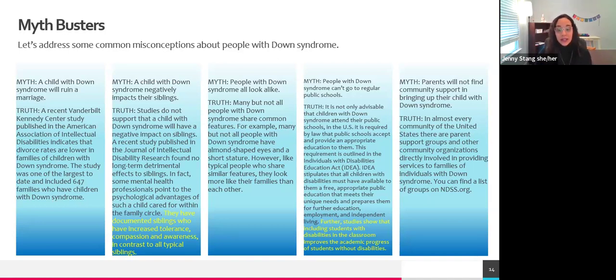Further studies show that including students with disabilities in the classroom improves the academic progress of students without disabilities. So again, we're seeing that inclusivity and diversity are good for everybody, okay? So we need to keep people out of these little boxes and start integrating each other.